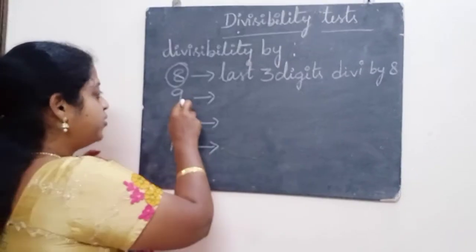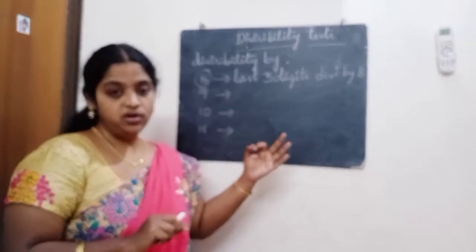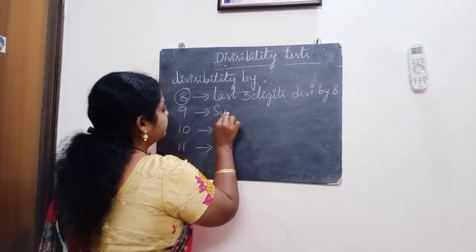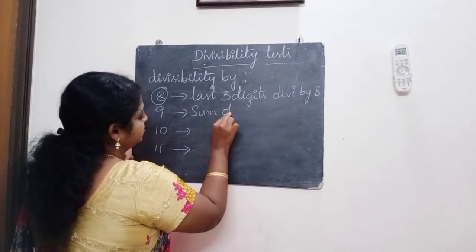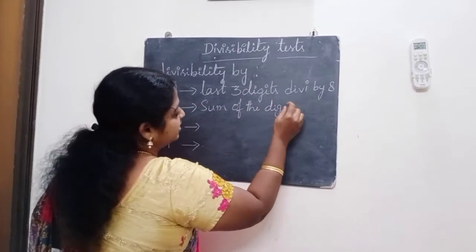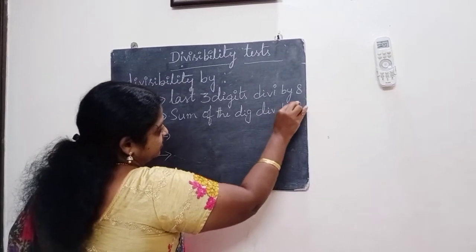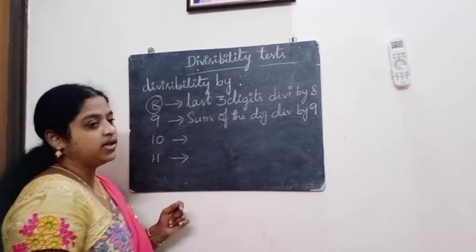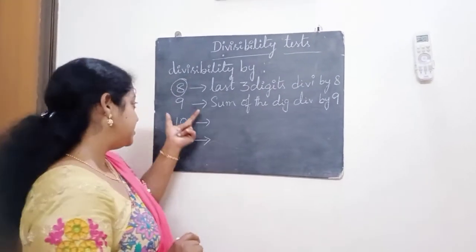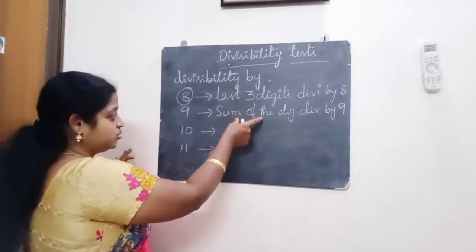Clear? Now 9. The same rule as for 3: the sum of the digits should be divisible by 9. So the total of the digits of the given number should be divisible by 9. Then we can say that the given number is divisible by 9. These two rules you have to remember.